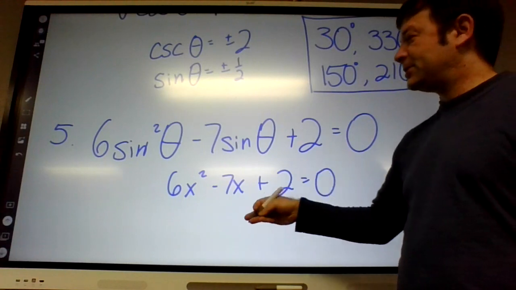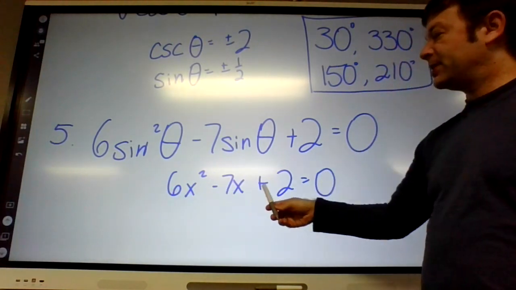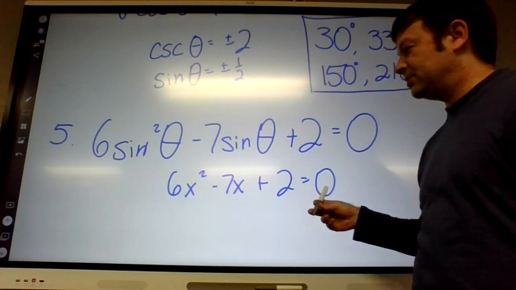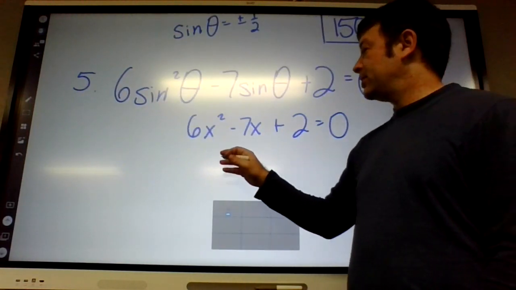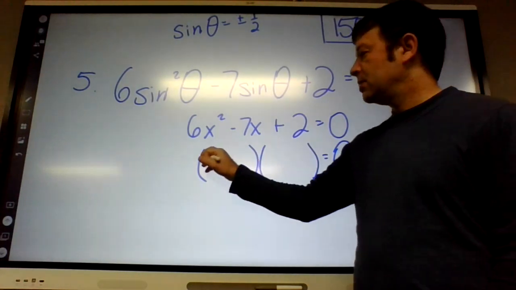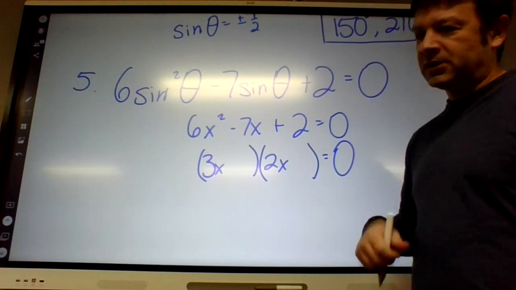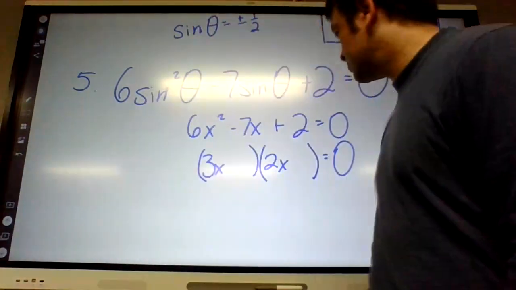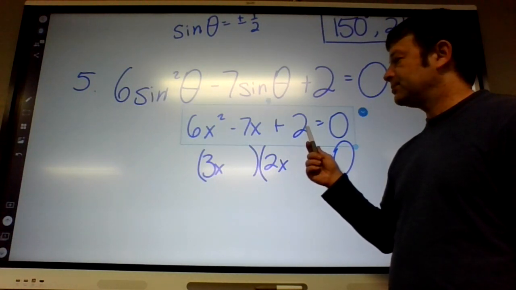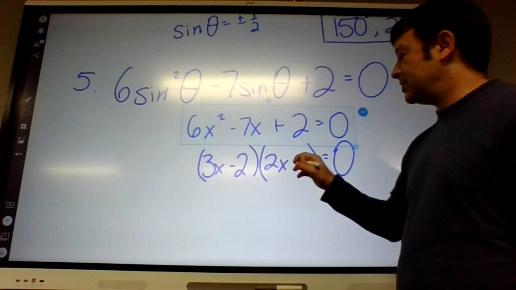Okay, if we were solving a problem like this, so I replaced sine with x. If we were solving a problem like this, how would we do it? Figure out what two numbers could go into it. Factor it, or maybe even quadratic formula. But let's try factoring. So what goes into 6x squared? 3x times 2x. What goes into 2? That's not right. Did I copy this down here? Oh yeah, it is. Sorry, my bad. Okay, what goes into 2? 2 and 1. Because we need it to add up to -7, I'm going to use -2 and -1.